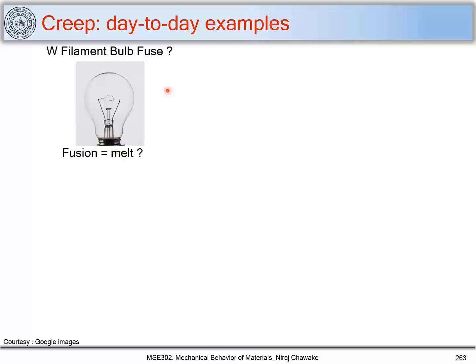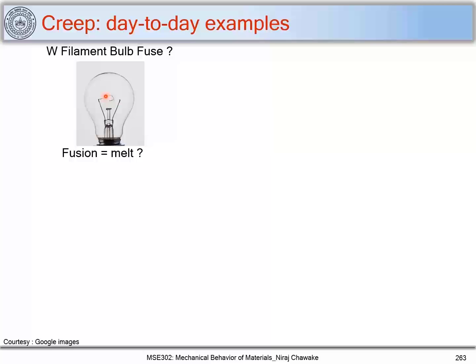The first example is a tungsten filament bulb. These kinds of bulbs are nowadays obsolete. They are not used anymore, but at least 15 years before they were used in large numbers. In this tungsten filament bulb, we used to have a thin tungsten filament, and you know that tungsten has a very high melting point. When electric current is passed through it, there will be a resistive heating of this tungsten filament, and because of heating, this filament used to produce light.